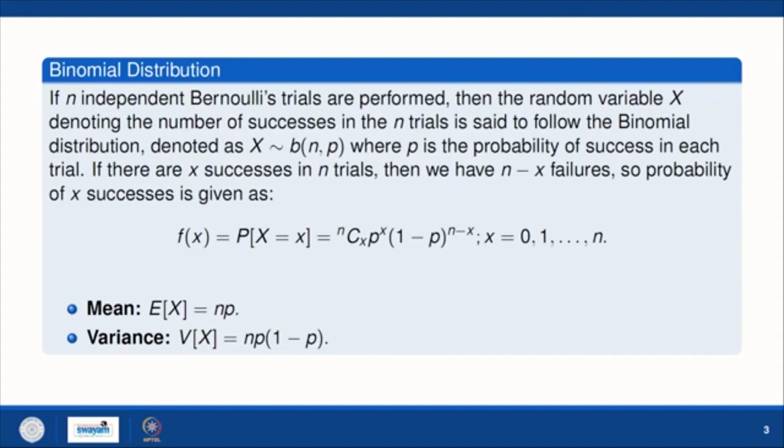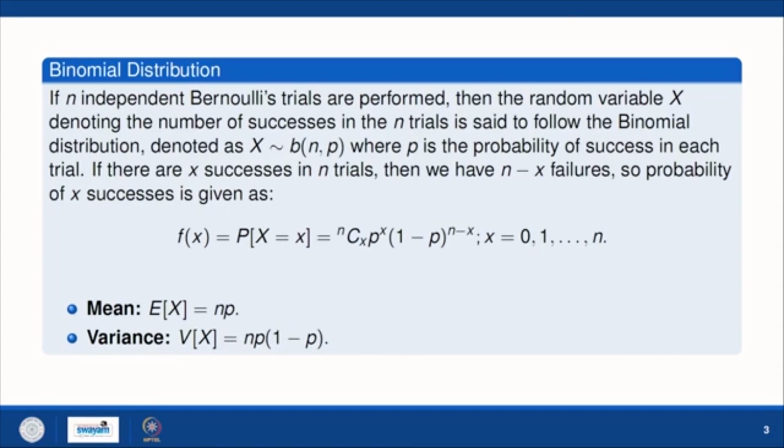So, the power is n minus x, and of course, x is varying from 0 to n, meaning when x is 0, that means all are failures. When x equals 1, that means 1 success, x equals 2, that means 2 successes, and when x equals n, similarly that means n successes, all successes. So, this distribution is basically called the binomial distribution.